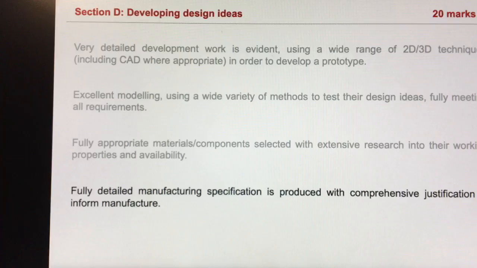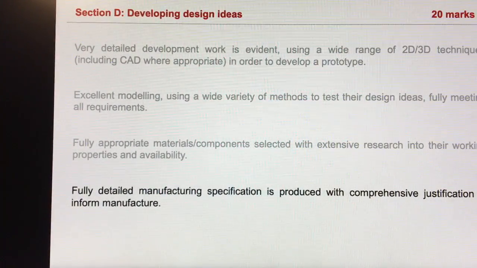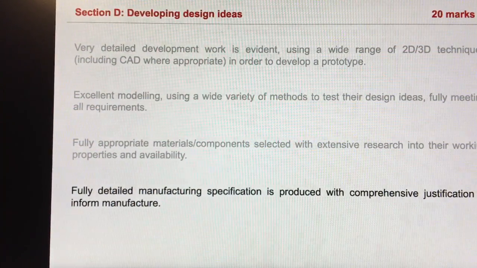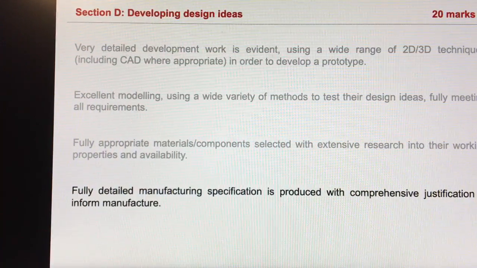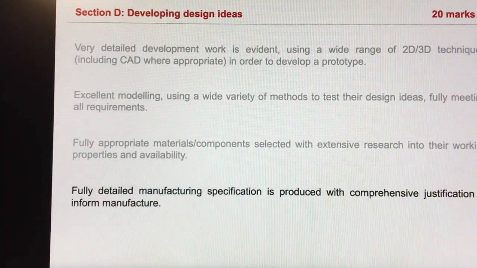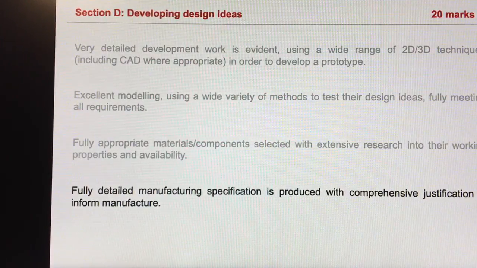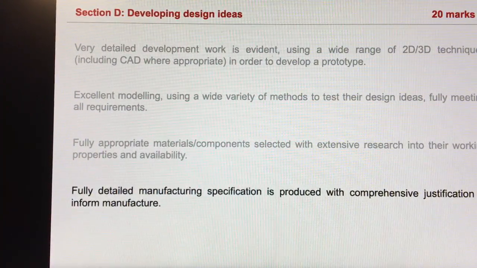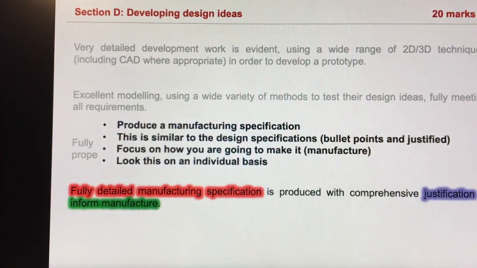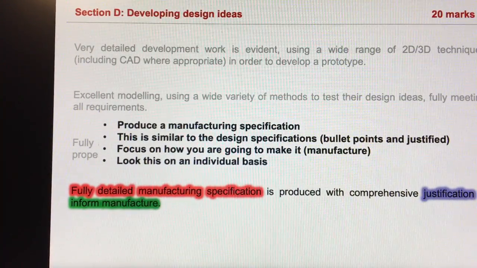And then the bottom section, it says fully detailed manufacturing specification is produced with comprehensive justification to inform the manufacturer. I'll go through this in a bit more detail closer to the time, but once you've developed your idea, you need to produce a manufacturing specification where somebody else could pick up your work and be able to make the item that you've designed. So in this case, it just says, obviously, produce the manufacturing spec.